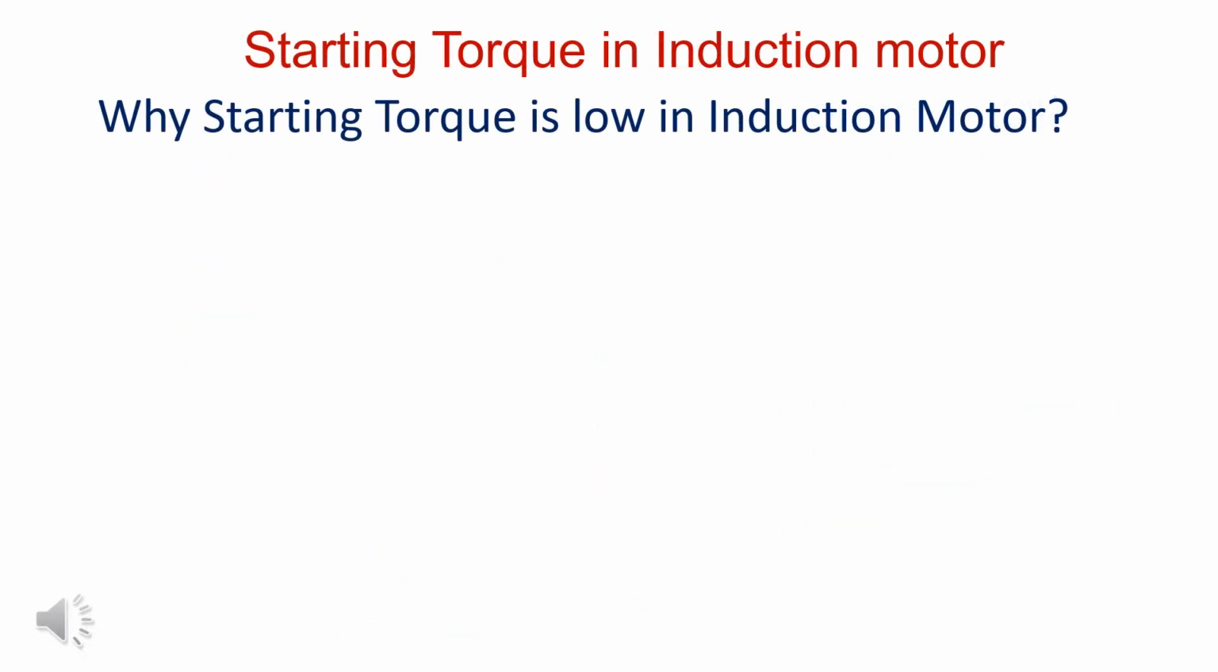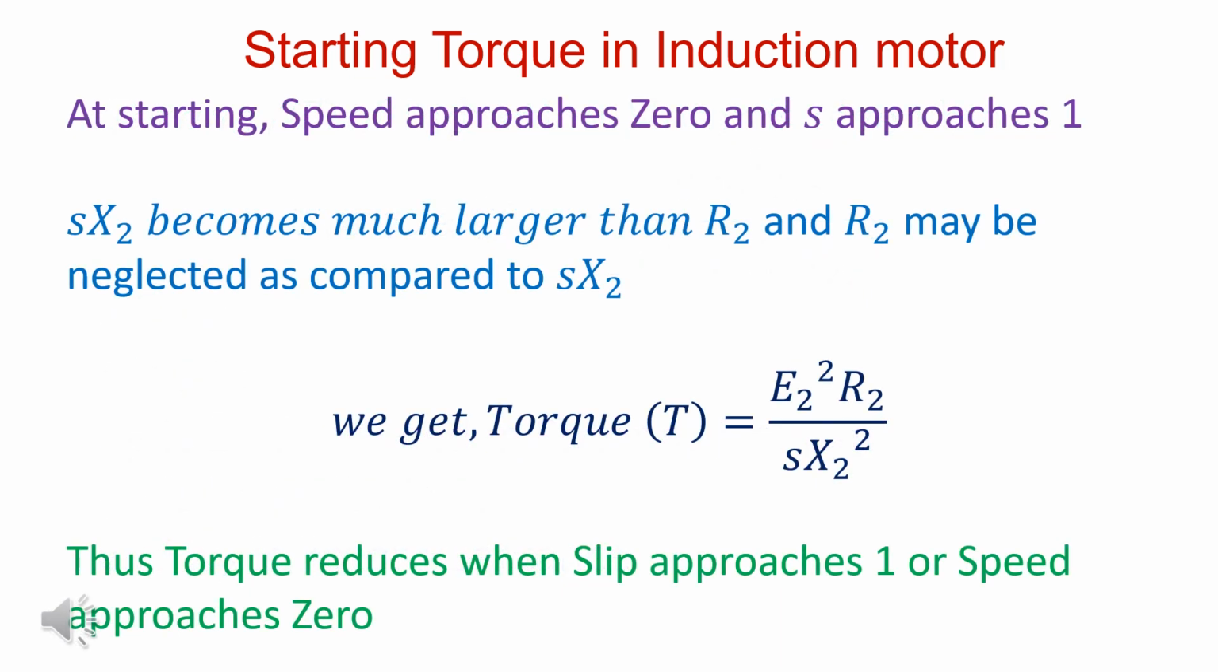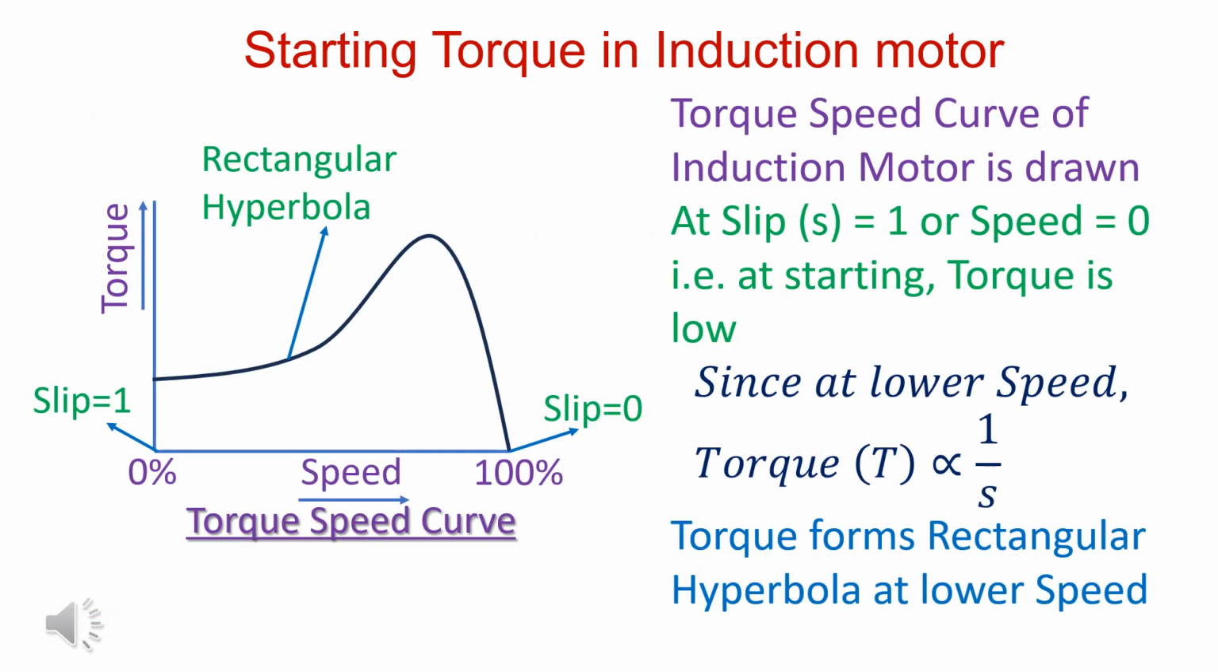Why is starting torque low in an induction motor? Torque is equal to SE2 square R2 divided by R2 square plus SX2 square. At starting, S is equal to 1. SX2 is much larger than R2 and R2 may be neglected. Thus, at starting, torque is inversely proportional to S and reduces with increase in S. Torque speed curve of induction motor is shown. As seen, starting torque is low.